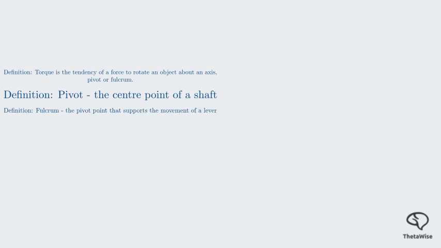First, we have torque. Torque is the tendency of a force to rotate an object. It causes rotation. The pivot is the center of the shaft, while the fulcrum is the support point for a lever. Visually, think of a spanner. The force you apply to the handle creates a torque that tightens the nut.